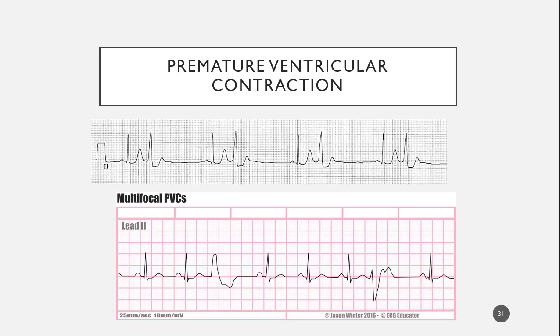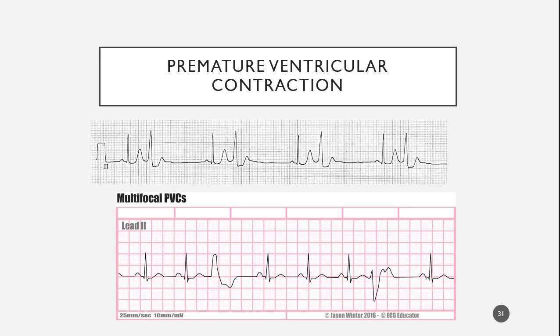Let's just go across this whole strip here. What is the rate? The first one? 80. 8 of the top one. Yep. Okay. Rhythm. Regularly irregular. Good. It is regularly irregular.